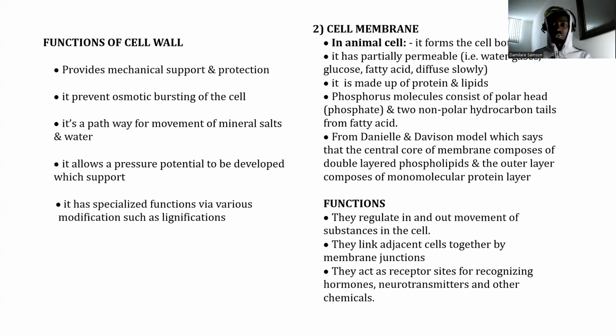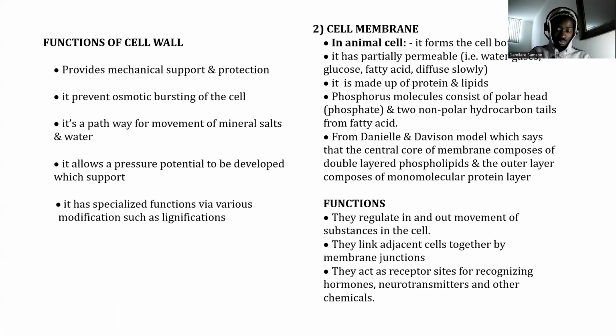They link adjacent cells together by membrane junctions. Remember, we are talking about a multicellular organism. They are adjacent cells, so they link them together so that in a multicellular organism, they will all function as one. They can transport materials from one cell to another. They act as receptor sites for recognizing hormones, neurotransmitters, and other chemicals.